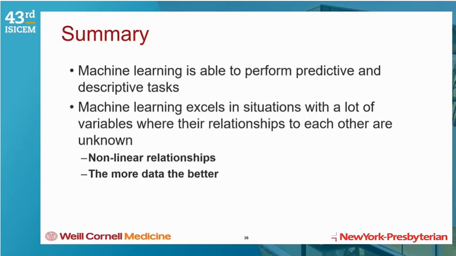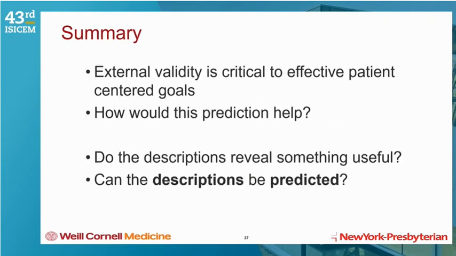So in total, machine learning is able to perform predictive and descriptive tasks exceedingly well. It excels in situations with lots of variables where their relationships to each other are unknown. It can help us define nonlinear relationships, more data the better. External validity is critical to effective patient-centered goals. You have to ask yourself when you're interpreting models, how would this prediction help? Do the descriptions reveal something useful? And lastly, can the descriptions be predicted?